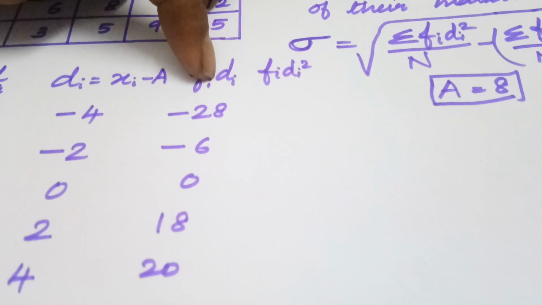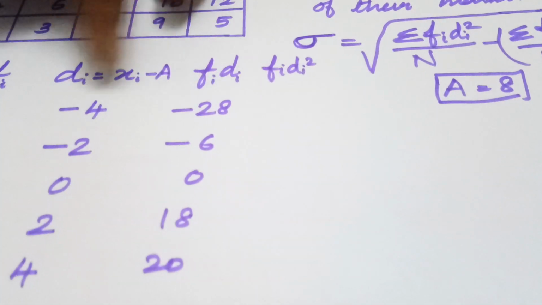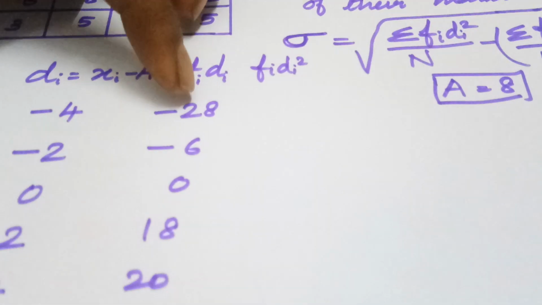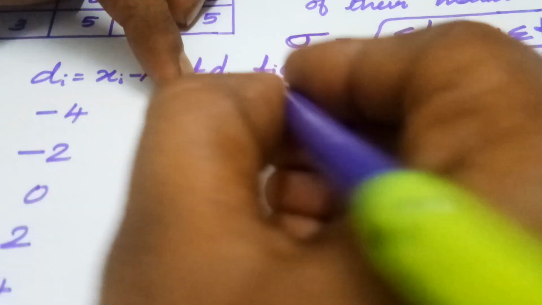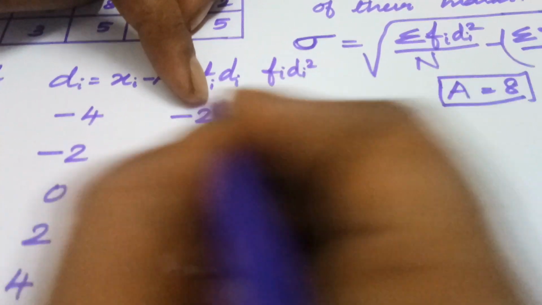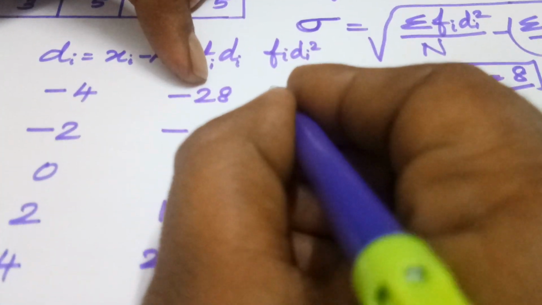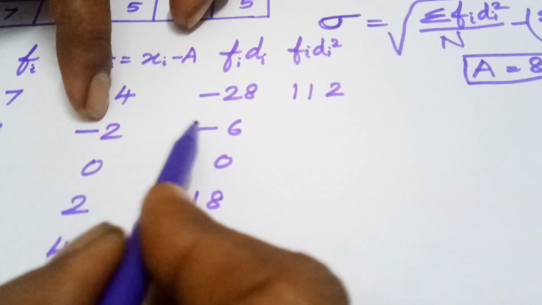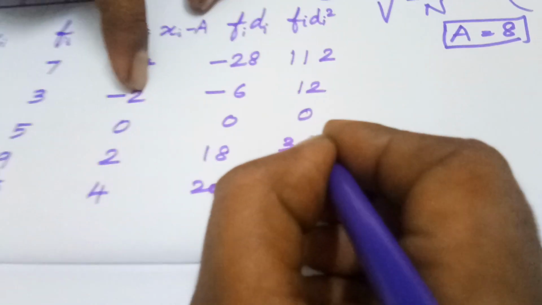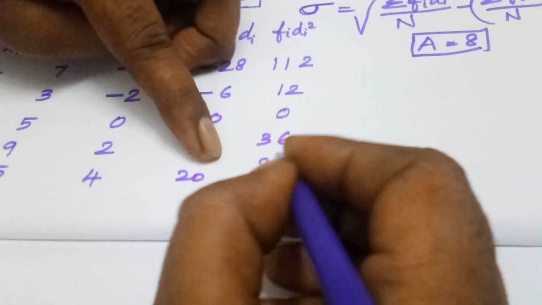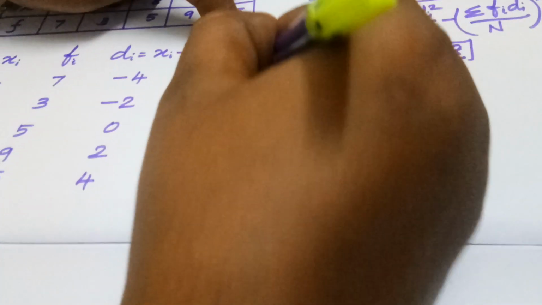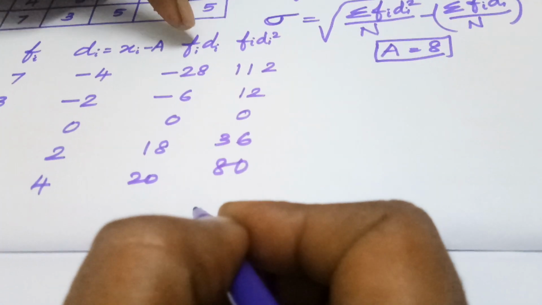So Fi Di is already here. We have to multiply this column with Di. So correspondingly we are going to multiply. Minus 4 into minus 28. Minus of minus plus. So we are going to multiply. 4 8s are 32. 4 2s are 8 plus 3. Then minus of minus plus. 6 2s are 12 and 0. Here 36. Here 80.